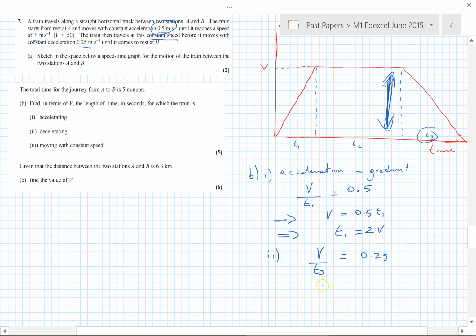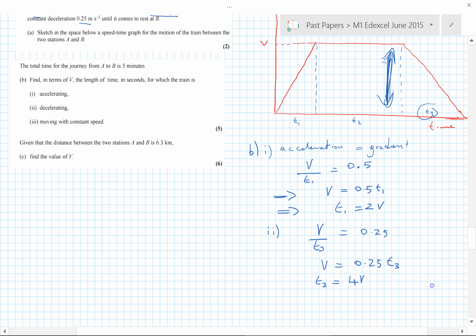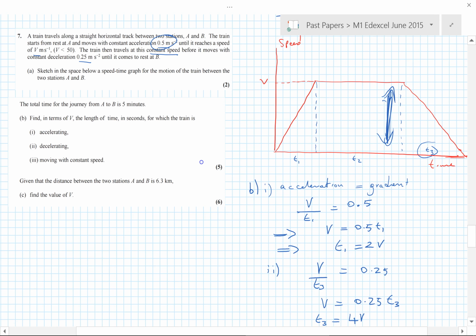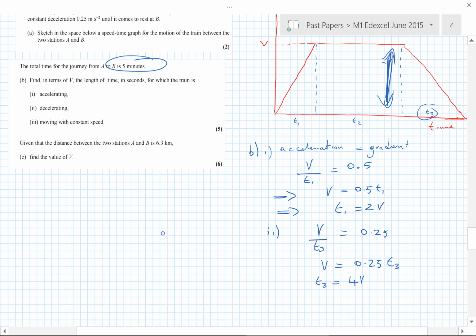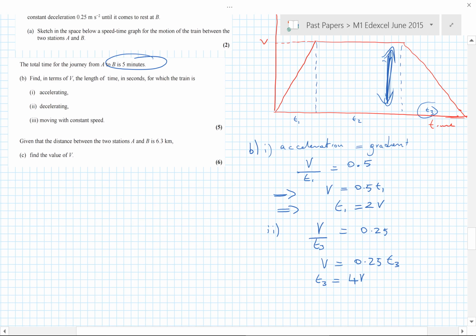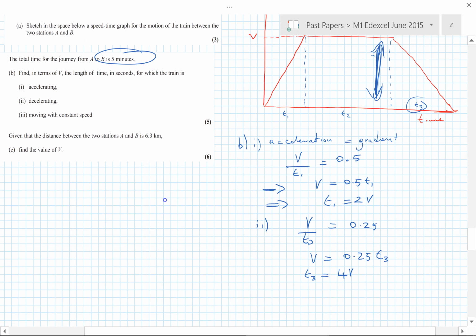So V is equal to 0.25 T3. So divide by 4, we get T3 is equal to 4V. Right, final part. Now it tells us some information about the total time travelled, I think, somewhere. 5 minutes from A to B. 5 minutes is 300 seconds, because remember we're working in meters per second here.